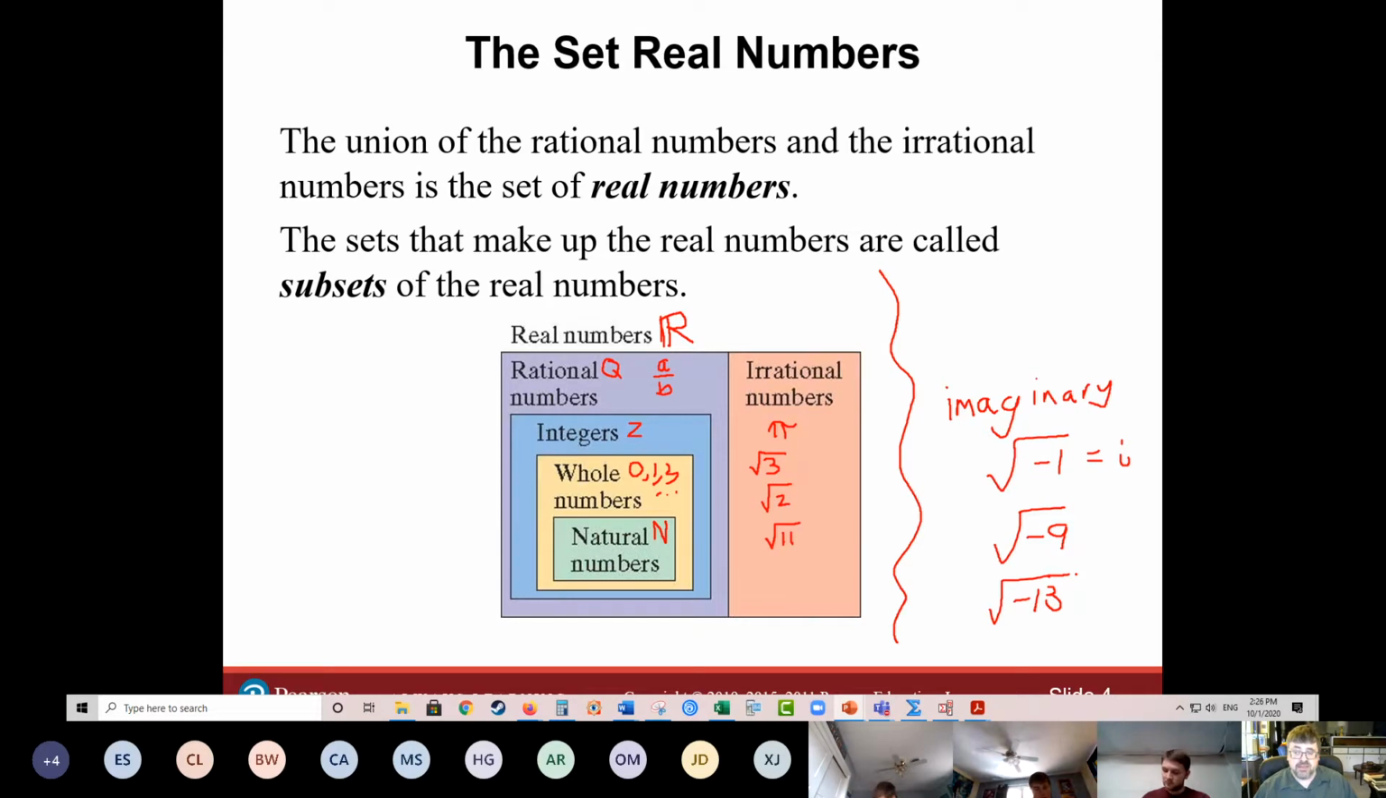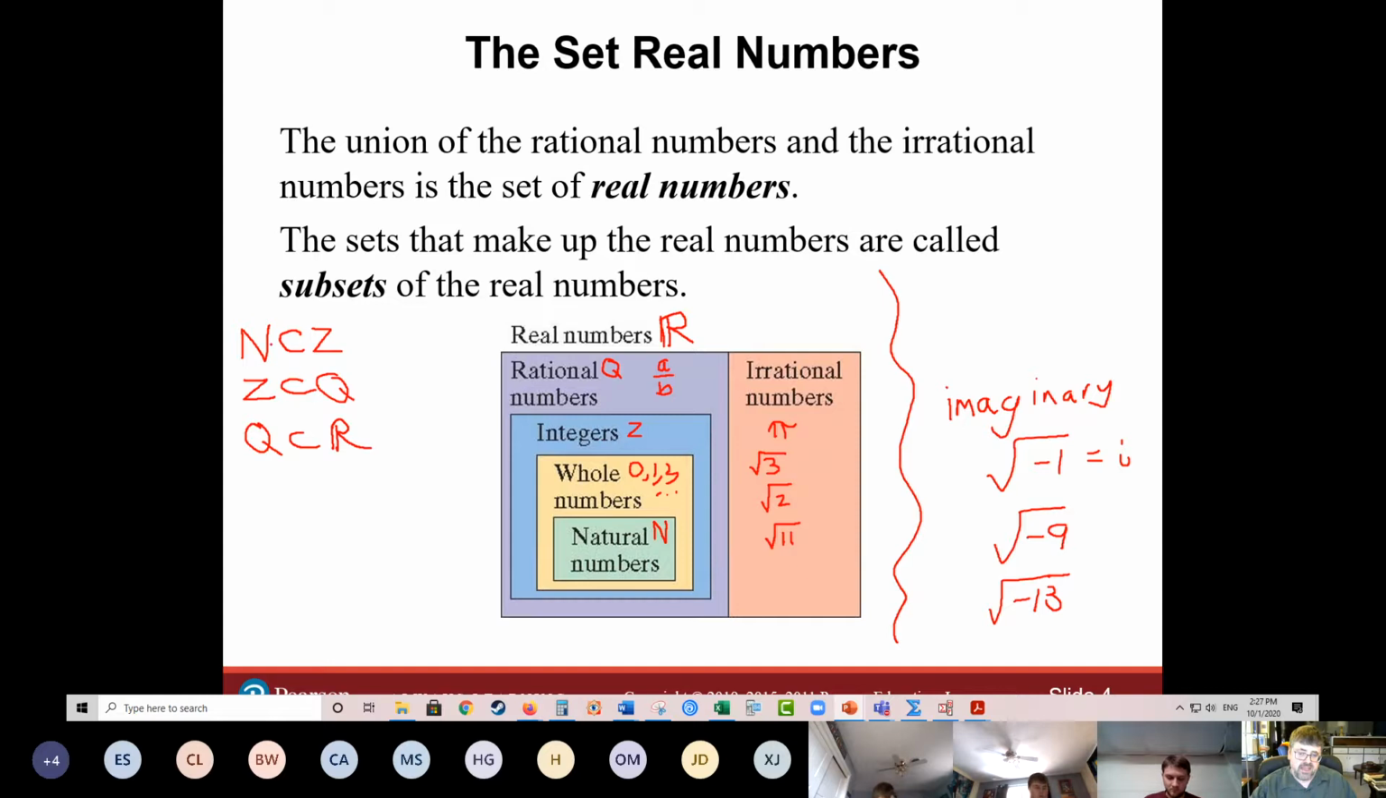Most of the math courses you take as your general ed math courses focus on the real numbers. Finite math does, stats does, this class does. So the real numbers are either rational or irrational. There are no numbers other than rational numbers or irrational numbers that are real. And the other thing is that these make up subsets. So the natural numbers are a proper subset of the integers. The integers are a proper subset of the rational numbers. The rational numbers are a proper subset of the real numbers.